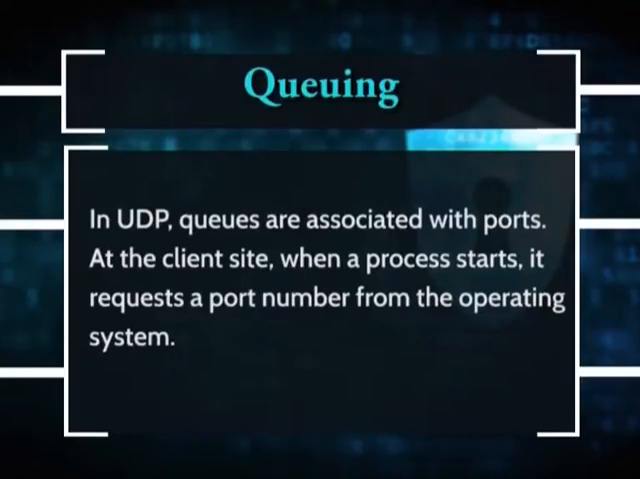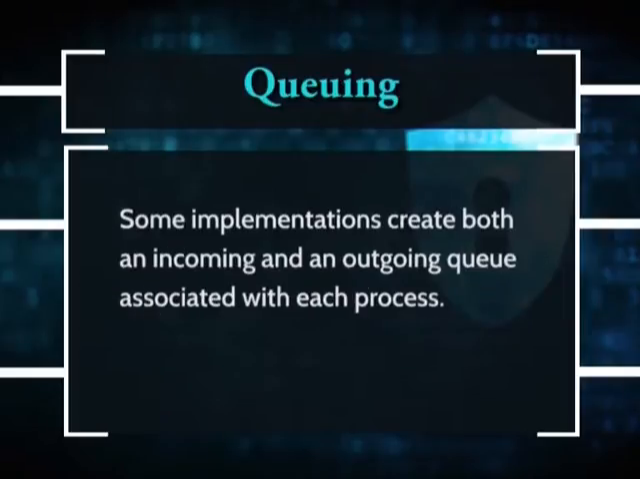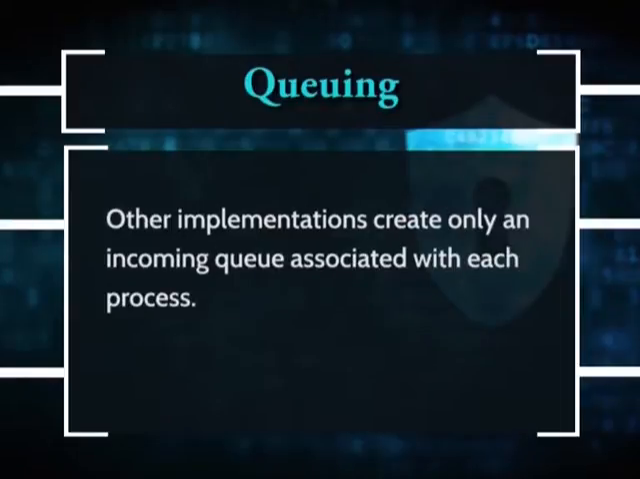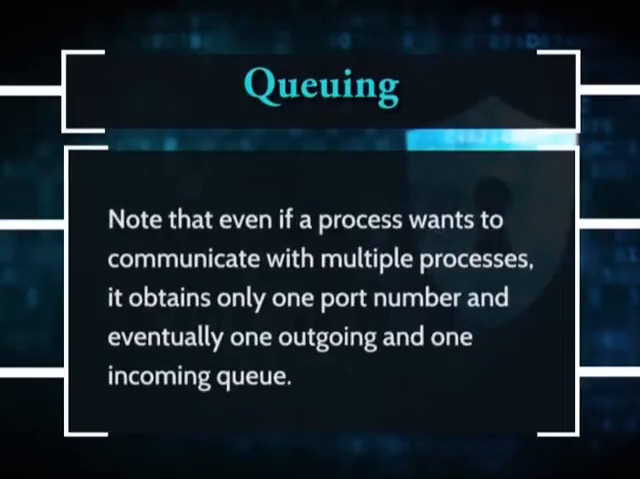In UDP, queues are associated with ports. At the client side, when a process starts, it requests a port number from the operating system. Some implementations create both an incoming and an outgoing queue associated with each process. Other implementations create only an incoming queue associated with each process. Note that even if a process wants to communicate with multiple processes, it obtains only one port number and eventually one outgoing and one incoming queue.